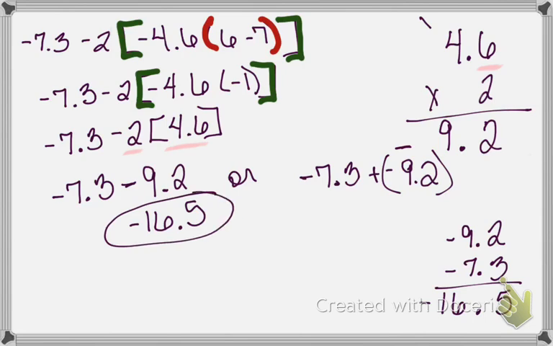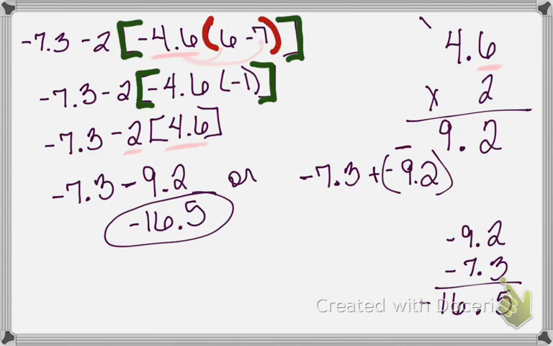Did anyone look at this problem and think to themselves, I need to distribute negative 4.6 to 6 and to negative 7? Did anybody look at that and say, okay, that's on the outside of a parentheses, I need to distribute it? Okay, that's fine. A lot of students in algebra think, oh, I've got to distribute that. And I'm telling you, if you did distribute it, you're fine. You would have gotten exactly the same answer.